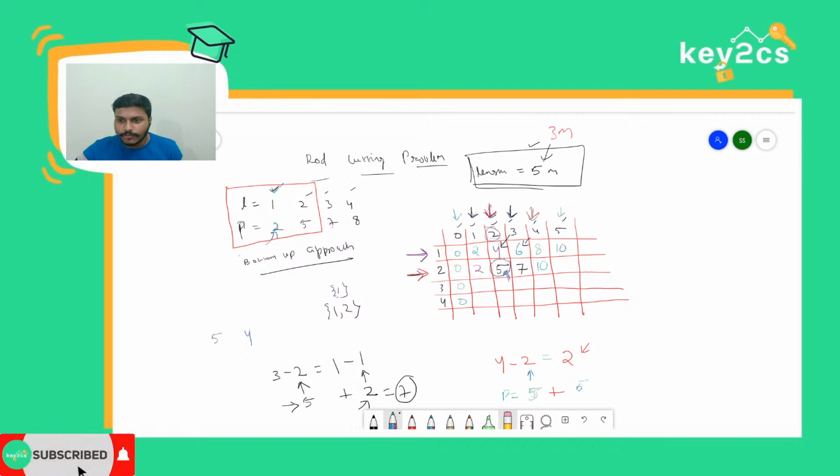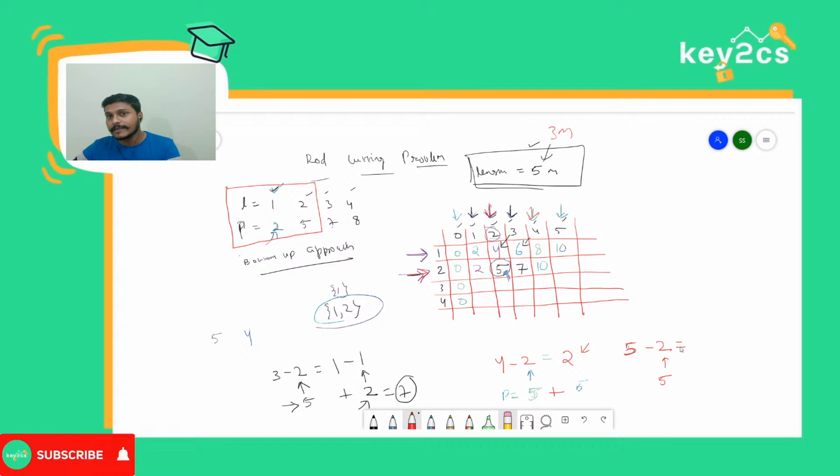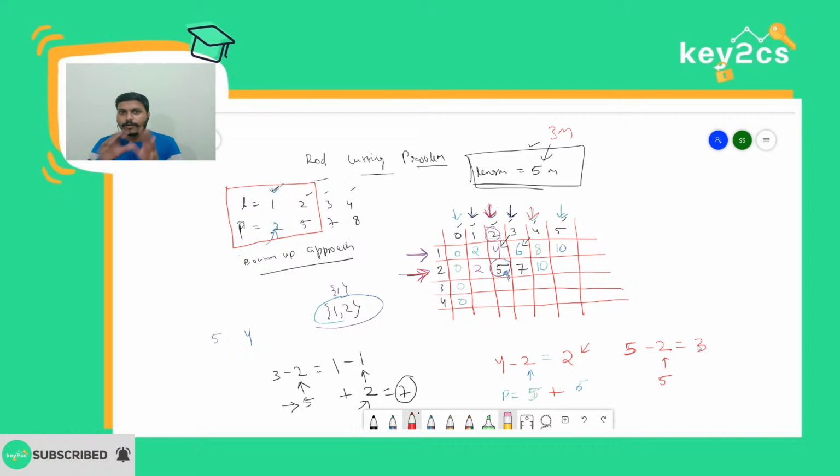Okay, let's see. Now we are here at column 5 and at this row, right? So we still have rods of length 1 meter and 2 meter as options. To make 5 meter, can we take a 2 meter rod? Yes. If we take a 2 meter rod, I'll make a profit of 5 rupees. What is the remaining length I have to make? From 5 meter, I have already taken 2 meter, so the remaining length I need is 3 meter.